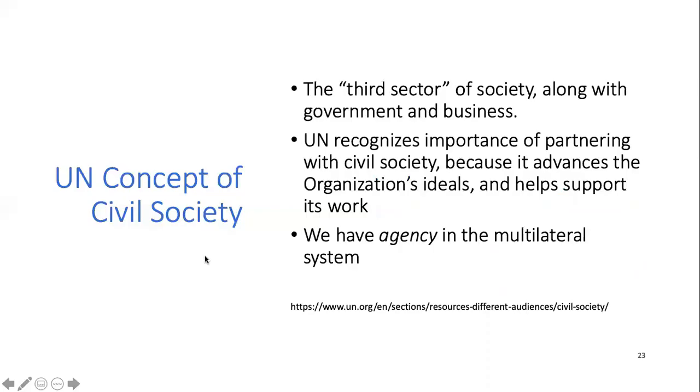So first of all, the UN concept of civil society. It's the third sector of society along with government and business. This is from the UN Charter. And it says the UN recognizes the importance of partnering with civil society organizations such as IAHPC, because that partnership advances the UN's ideals and helps support its work. It means we have agency in the multilateral system. We can act and accomplish things. That's the concept of civil society.